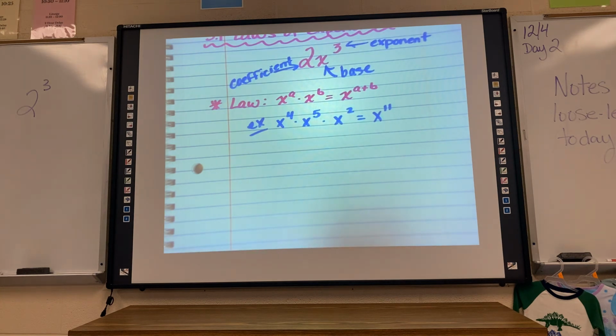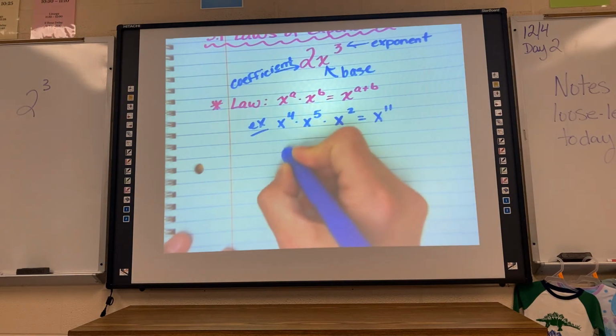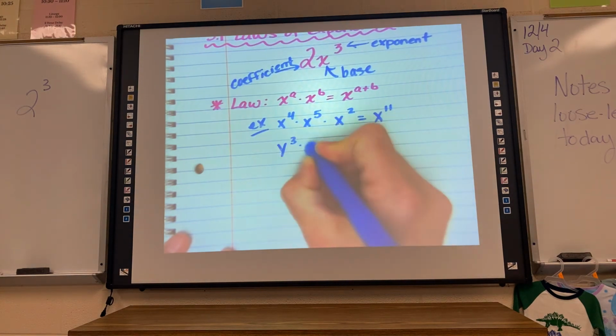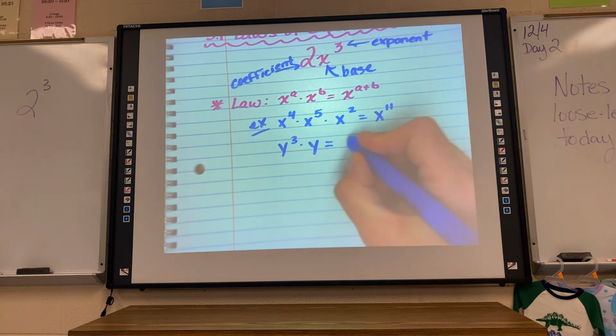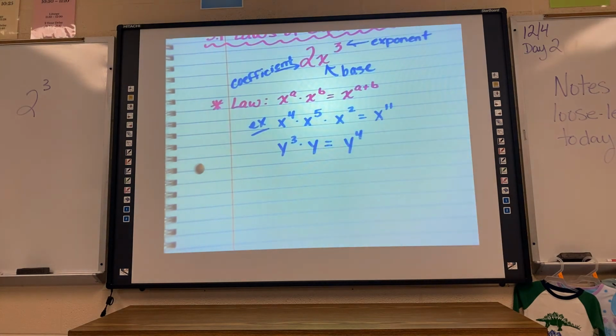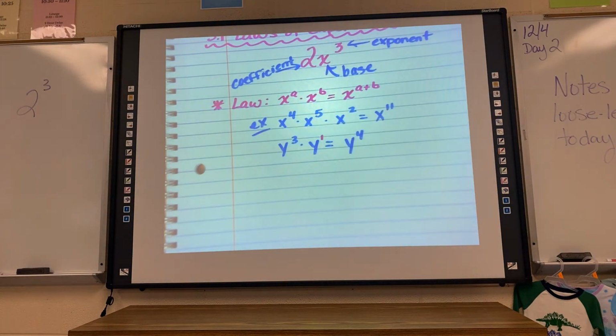What if I had something like y cubed times y? What does that equal? Maya, right? Y to the 4th. We don't forget that there is a 1 here. This is a y to the 1st power. Okay? So we have to consider that when we're doing anything with the exponents there.